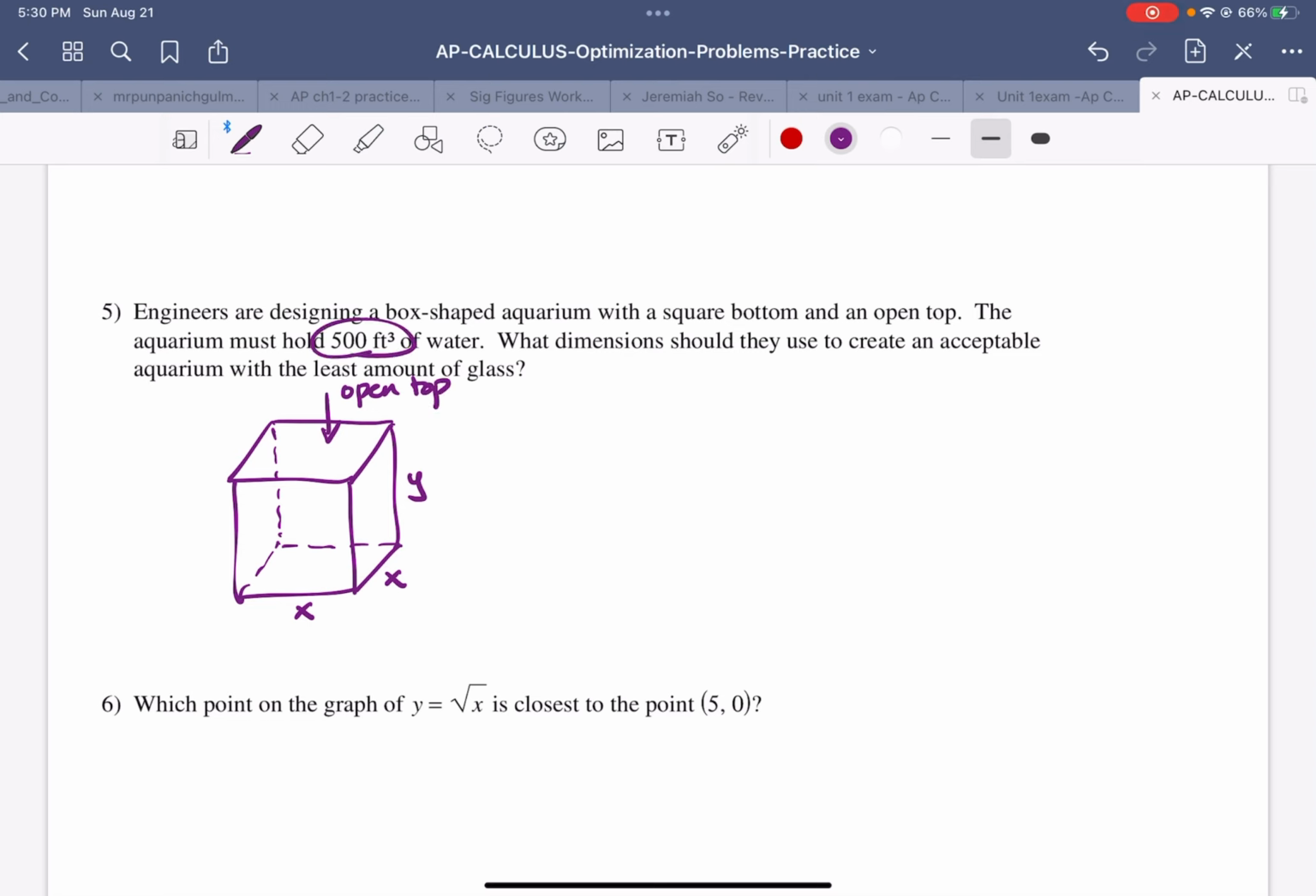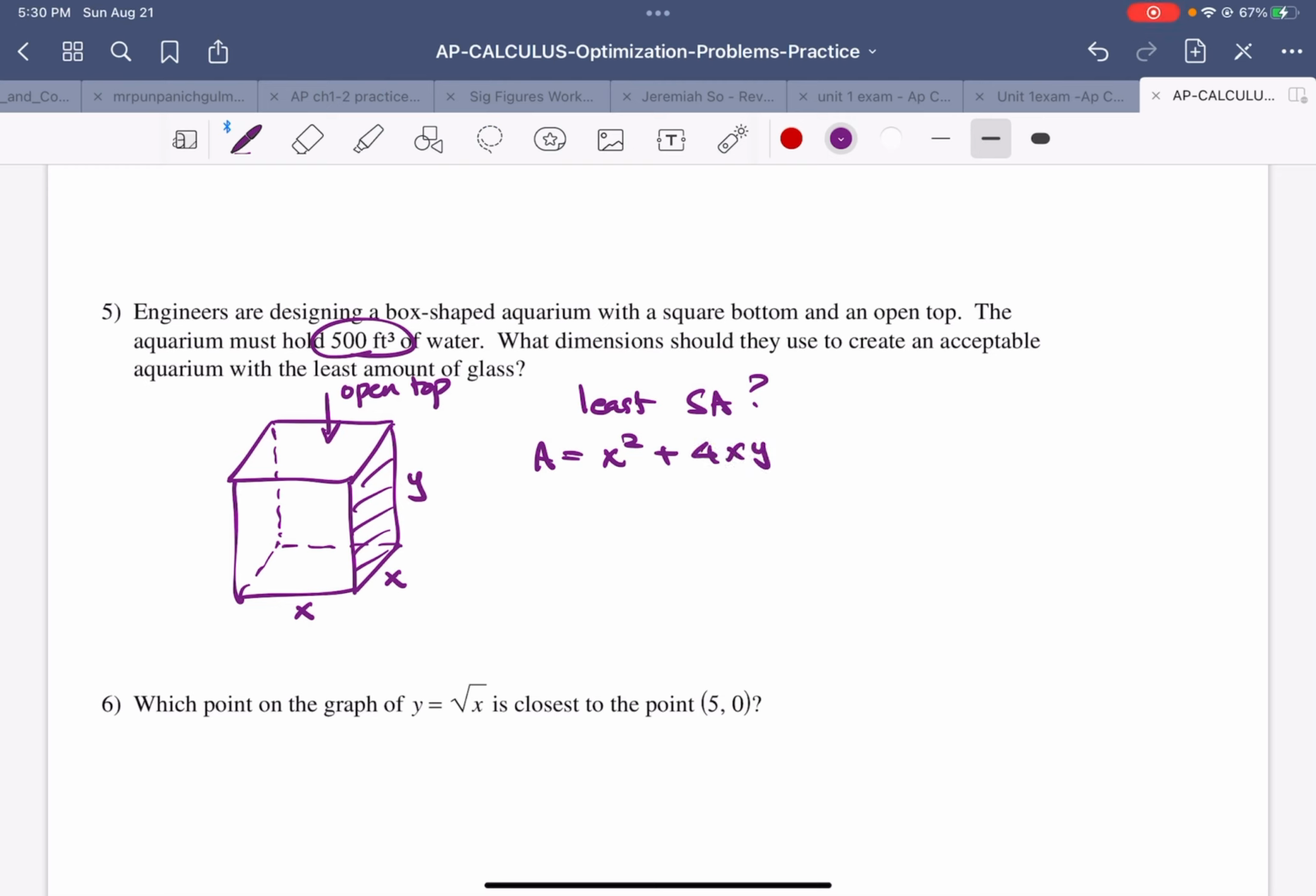And then volume is this one. Now, what dimension should they use to create the acceptable aquarium with least amount of glass? Okay. So least amount of glass means the least surface area. So you're looking for least surface area. The area is basically you have only one bottom, a square, and this area here is x squared, but all the way around you have 4xy.